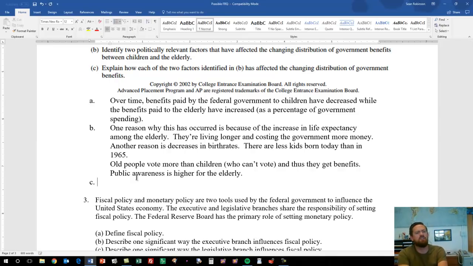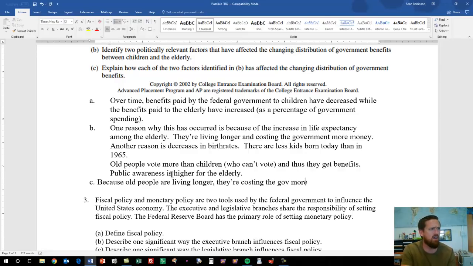Okay, C. Explain how each of the 2 factors identified in B has affected the changing distribution of government benefits. It seems like common sense, like I already kind of said. They're living longer and costing the government more money. So because old people are living longer, they're costing the government more money.